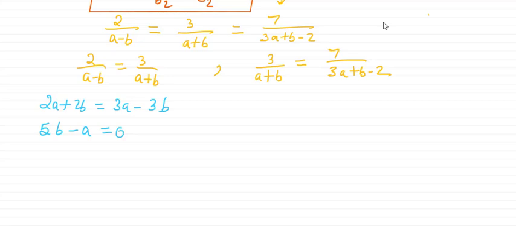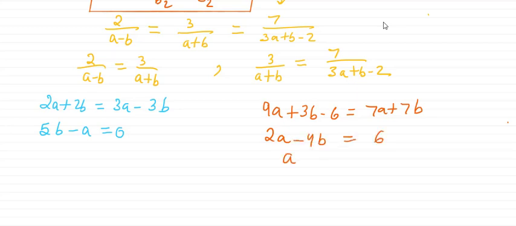And the other equation will be 9a plus 3b minus 6 equals 7a plus 7b. If I do something wrong, then correct me. So 9a minus 7a will be 2a, and 3b minus 7b is minus 4b, equals 6. You can also simplify it, so it will be a minus 2b equals 3, right? Is it okay, class? Yes, ma'am.